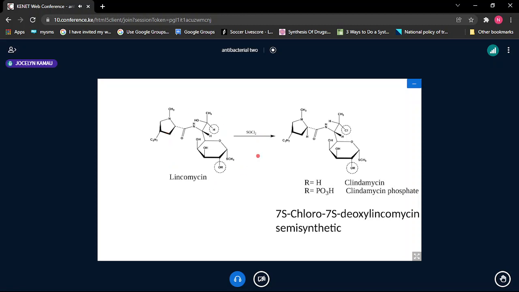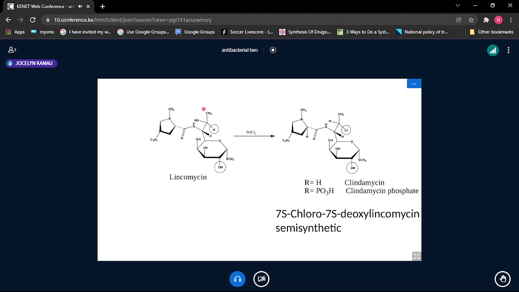And that lincomycin can be changed to a very important drug, clindamycin, because we have said clindamycin has much more activity. The change is at position number 7. At position number 7 of lincomycin, you find that the hydroxyl group is replaced with a chloro group, followed by inversion of stereochemistry. If you look at this molecule here, you have a hydroxyl group there. If you look at clindamycin, it has a chloro group. That is change number 1.